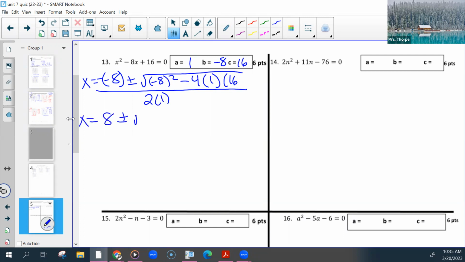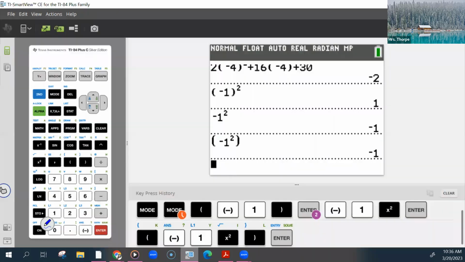8 plus or minus 64 minus 64 all over 2. Some of you, yes. This one was -8 squared, and this one was multiplying these, like multiplying -4. Yeah. Some of you, when you put -8 squared in, got a negative, and I imagine you were doing something like this. Either not using parentheses or putting the square with the parentheses, it needs to be outside.